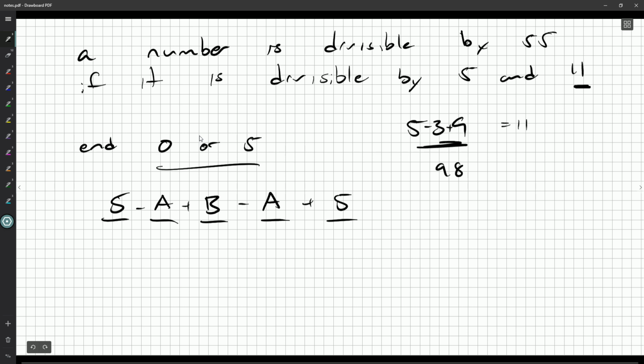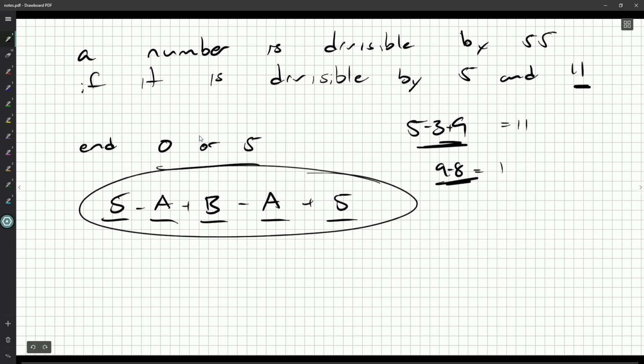Now, 98 isn't divisible by 11. Right? It's not 99. But if I do 9 minus 8, I get 1. 1 isn't divisible by 11, so I know 98 isn't. Okay? So this is what we need to check, based on what A's and B's make this value divisible by 11.